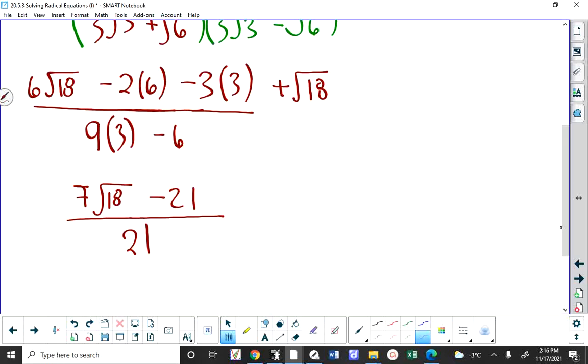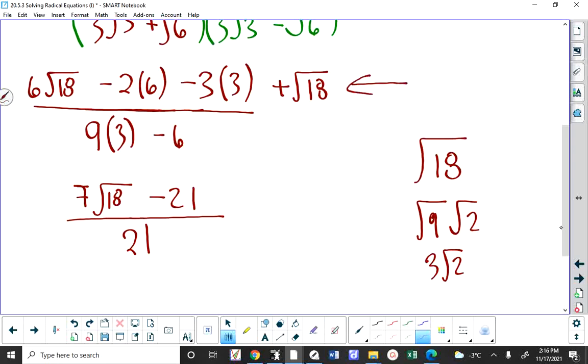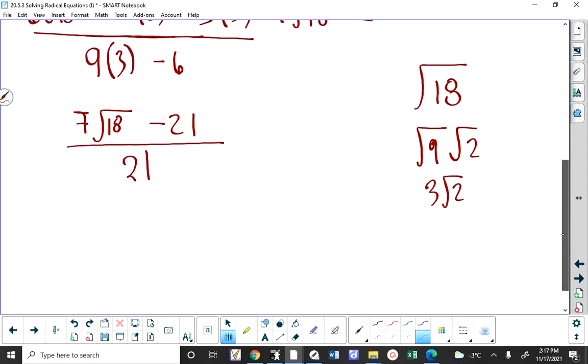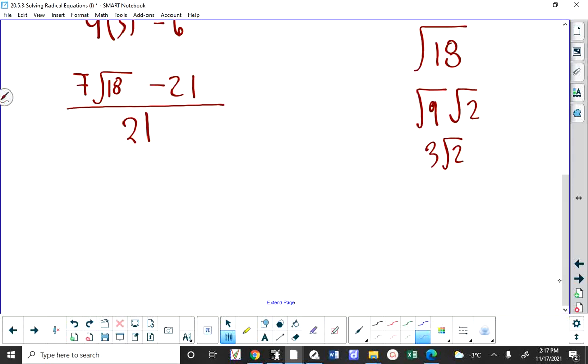Can I simplify anything? By the way, I could factor a 7 out right now. But root 18 needs to be cleaned up as well. And I like cleaning up these radicals at this point rather than later. I want to be clear here. I wouldn't simplify each of the root 18s up there because then you're doing it twice. Bring them together. Root 18 is 3 root 2. So we have 7 times 3 root 2 minus 21 over 21.